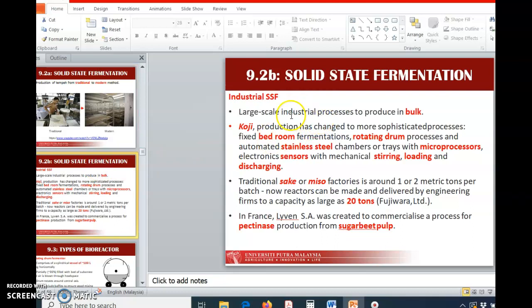Industrial solid state fermentation means you use large scale industrial process to produce in bulk. For example, koji production has been changed to a more complex processes, creates bedroom fermentation, rotating drum, automated stainless steel chambers or tray, electronic sensors, mechanical stirring, loading and discharging. Traditional sake or miso factories is around 1 or 2 metric tons per batch. Now it can make up to 20 tons. Another application is production of pectinase from the sugar beet pulp.